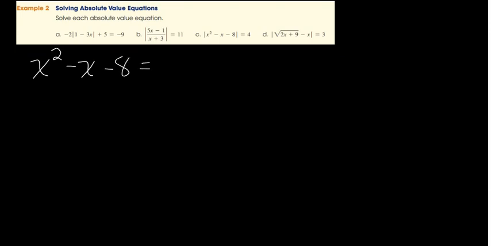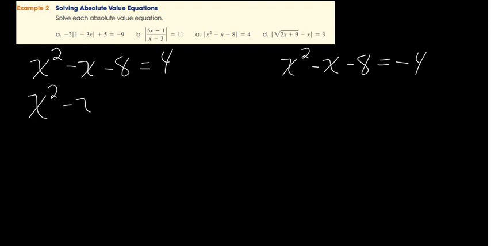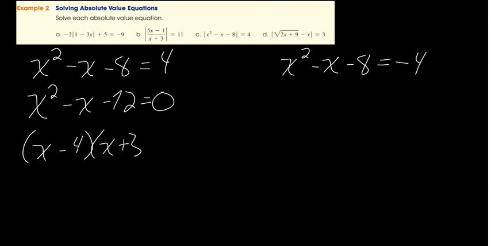And it's going to be equal to a positive 4. And then we're going to have x squared minus x minus 8 is going to be equal to a negative 4. Okay, so let's solve the left one. If we subtract 4 from both sides, we're going to have x squared minus x minus 12 is equal to 0. And then this factors into, so what are my factors of 12 that give me a negative 1? Looks like it would be a 4 and a 3, so we're going to say x minus 4, x plus 3 is equal to 0.